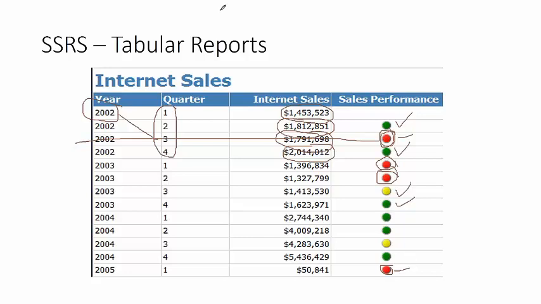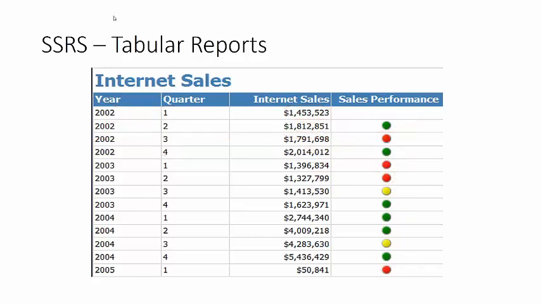Okay, now like this we can design so many types of reports. This is just one sample, one example. It's a tabular report. We can show the data in a table format, because we have columns and rows here.